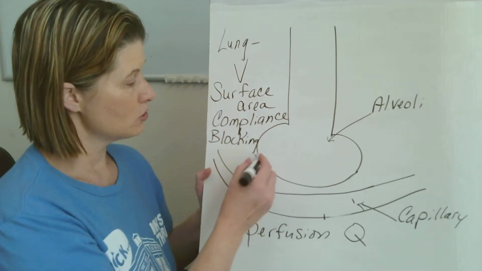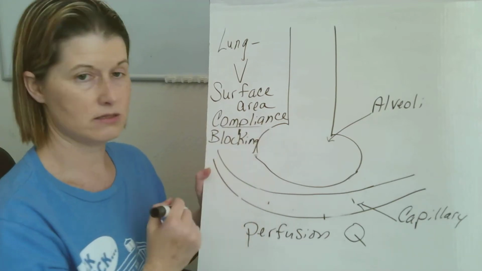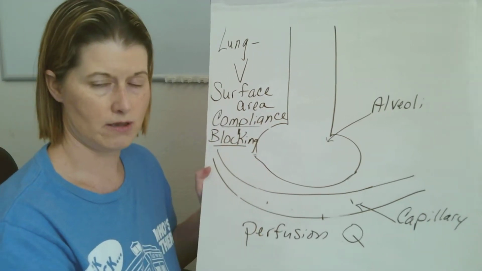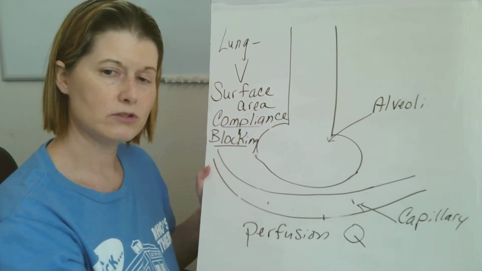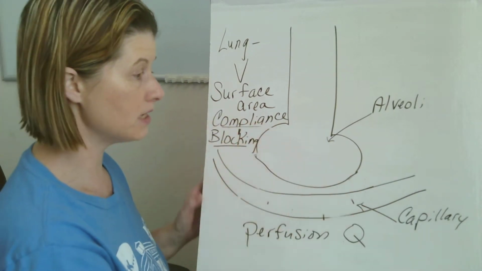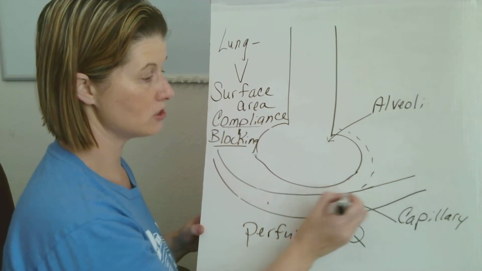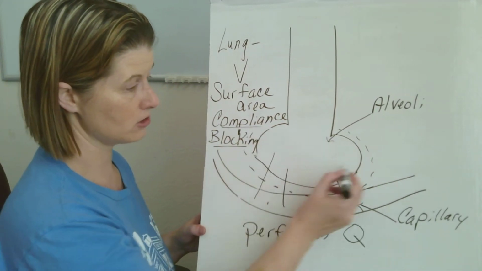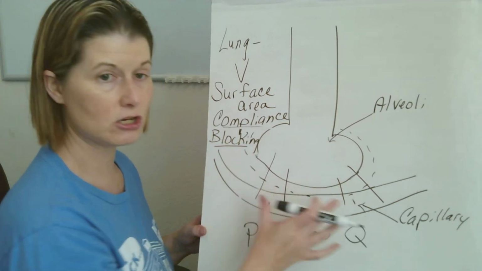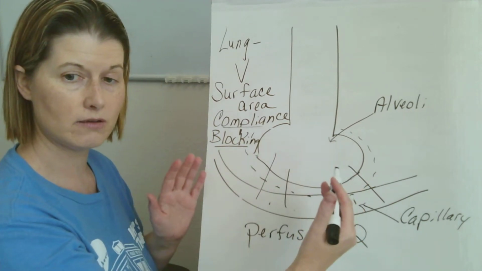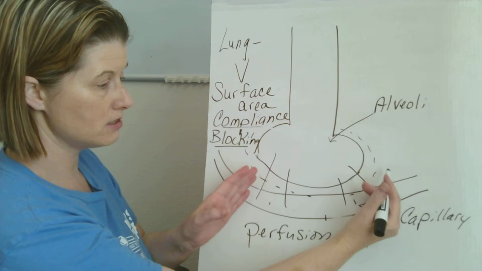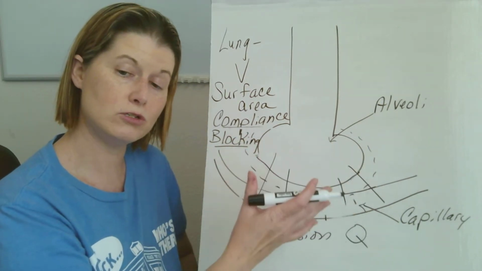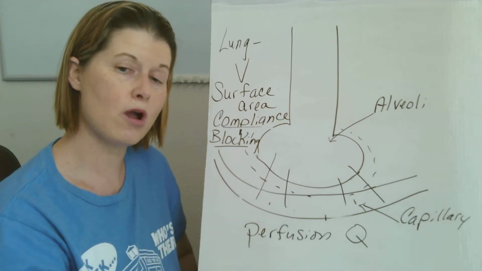Okay? So that would be compliance. Okay? Blocking would be the mucus. Surface area. It's a balloon. So if we take a deep breath, a big deep breath, we change the size of our alveolus from exchanging here to now exchanging here. We're now exchanging across a larger surface area. More alveolus is touching the capillary. So we're going to get rid of more CO2 and bring in more oxygen.